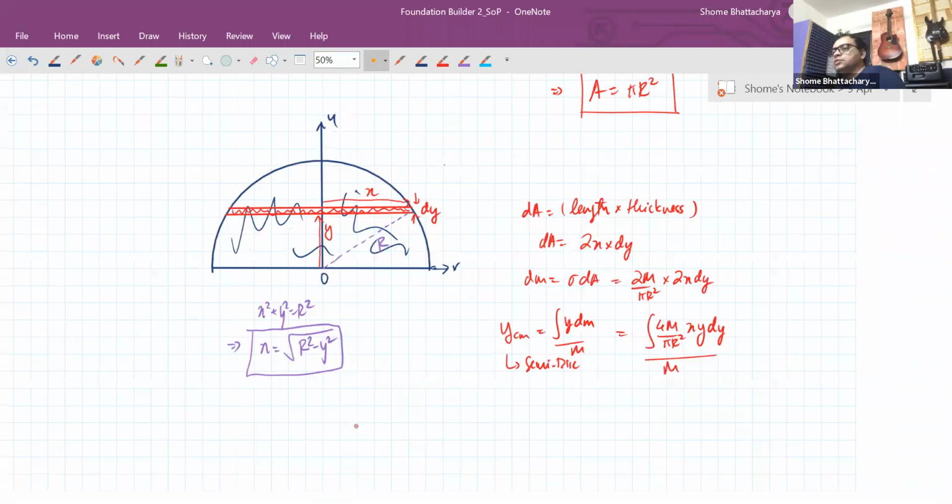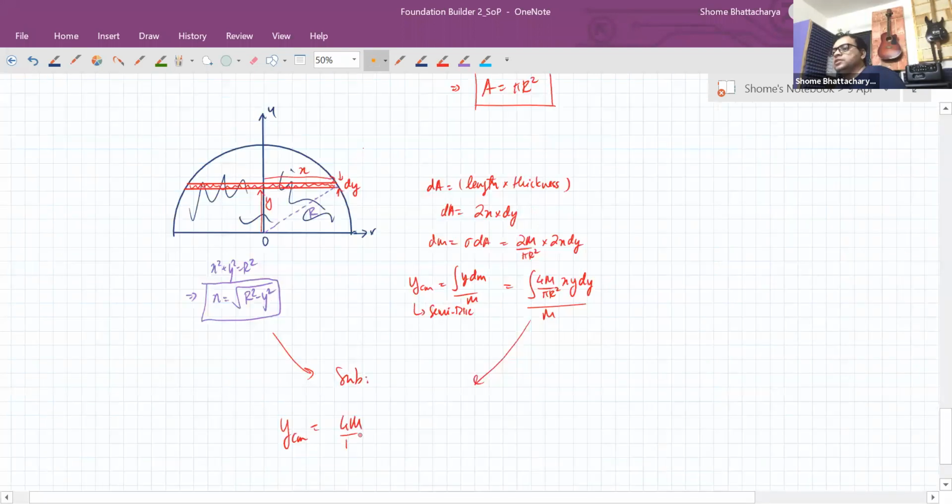So ycm will become, take the constants outside, from y equal to 0 to y equal to r. But now we substitute here this quantity, x is equal to square root of r square minus y square. So this will become 4 upon pi r square, because m cancels out. Now in the integration, it becomes y into x, which is square root of r square minus y square, dy.